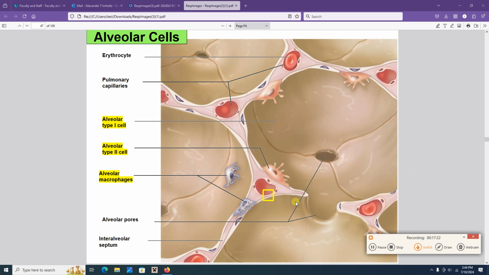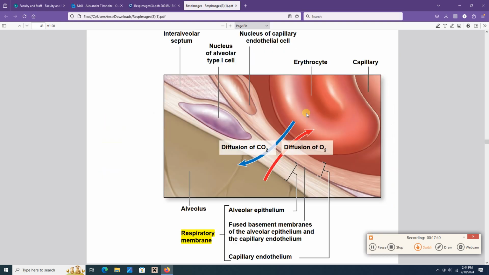All right, now what I want to do is zoom in on this little area with my type 1 simple squamous epithelial cell and also the simple squamous epithelial cell of my capillary. So I'm going to do that. There we go. I zoomed in on them. Here's my alveolar air. Here's my simple squamous type 1 alveolar cell here. Here's my capillary simple squamous cell. Here's my blood. Here's a red blood cell.